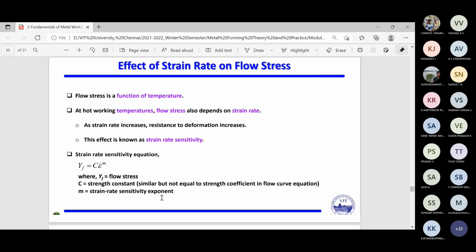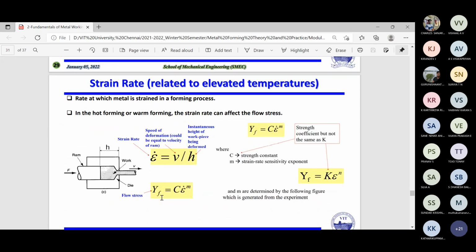Now I will show one schematic diagram of how the strain rate affects things when you go towards elevated temperature. That means when a chemical reaction or something is happening, we consider it as elevated temperature. In the schematic diagram, you are applying some force, and it is moving with some velocity, say v, with the die here.